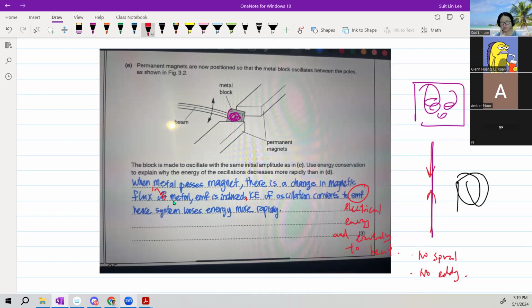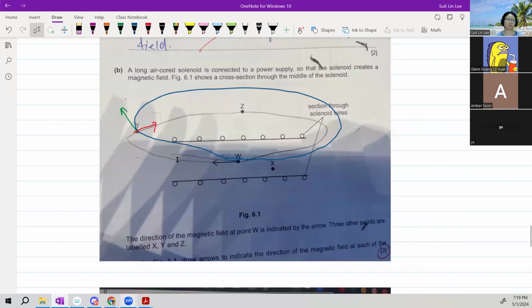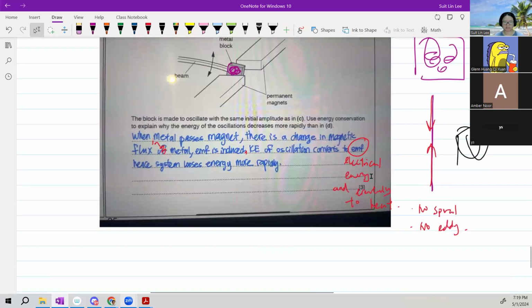So it's the same concept that you were asking me in wire P and Q. EMF doesn't imply that there is current flow. So I need a bit more explanation here. The kinetic energy of oscillation converts to electrical energy. Since current is flowing, it will eventually convert to heat. EMF is not energy. So you cannot say energy converts to something that is not energy.